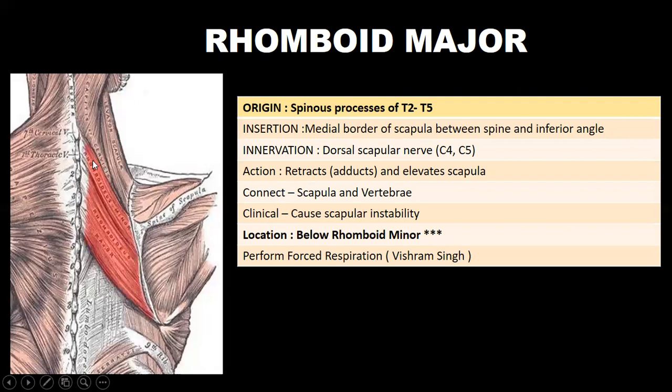Now just clearly see, it is the connecting bridge between the scapula and the vertebrae. When we talk about its clinical aspect, when the rhomboid major gets affected, it causes instability of the scapula. Why? Because it is basically providing a bridge between the scapula and the vertebrae. As I've already said, rhomboid major is always inferior to the rhomboid minor, so its location is below rhomboid minor. It performs forced respiration, as we see in trapezius, in levator scapulae, and again in the rhomboid.